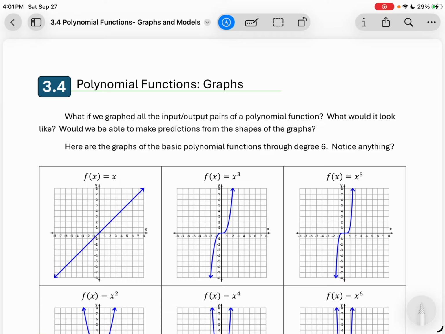So the past couple of sections, we've been working with polynomials. We've been learning how to divide them. We've been learning about how to find their zeros, but we haven't really looked at their graphs. What do the graphs look like when you take some inputs and find some outputs and put them on a coordinate plane? To get an idea of what they might look like, let's graph some basic ones.